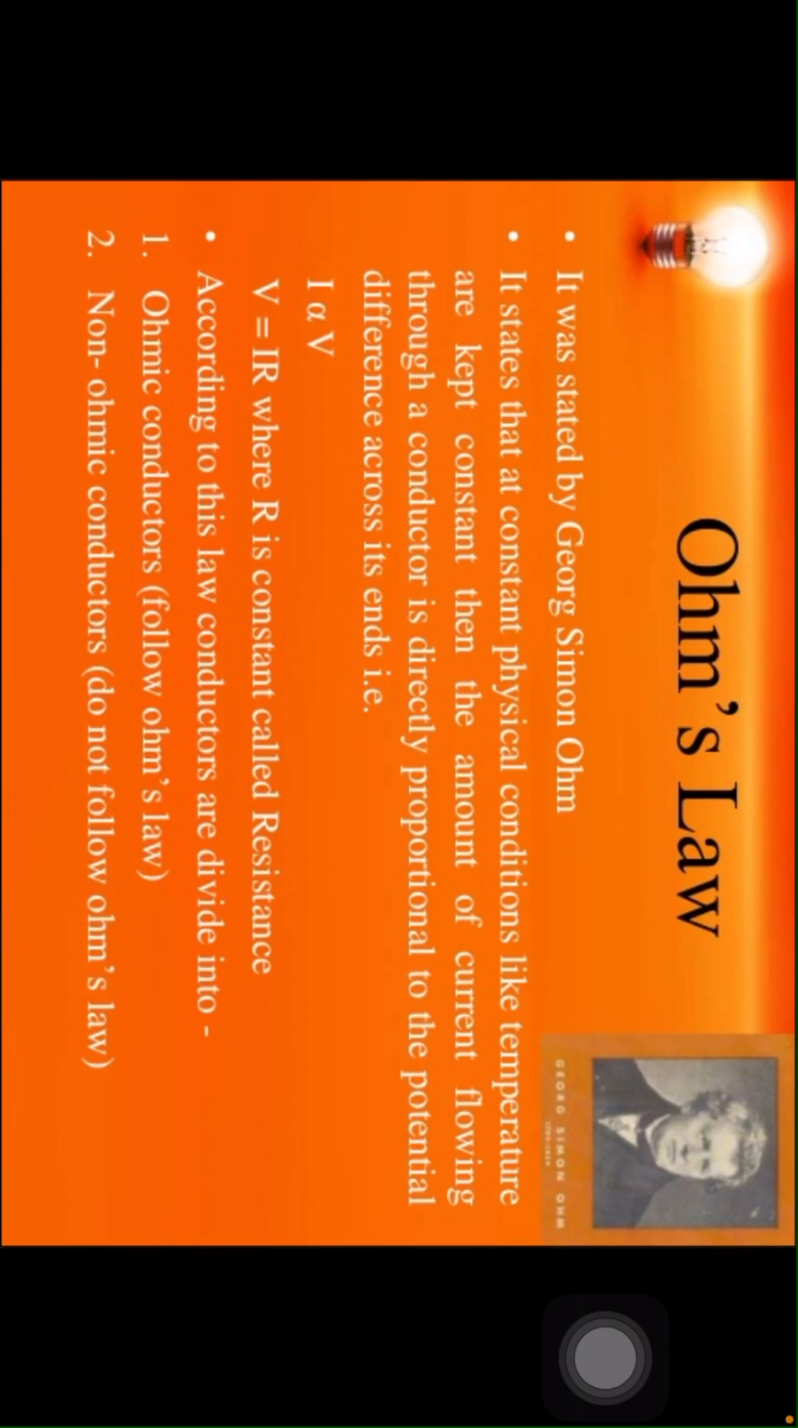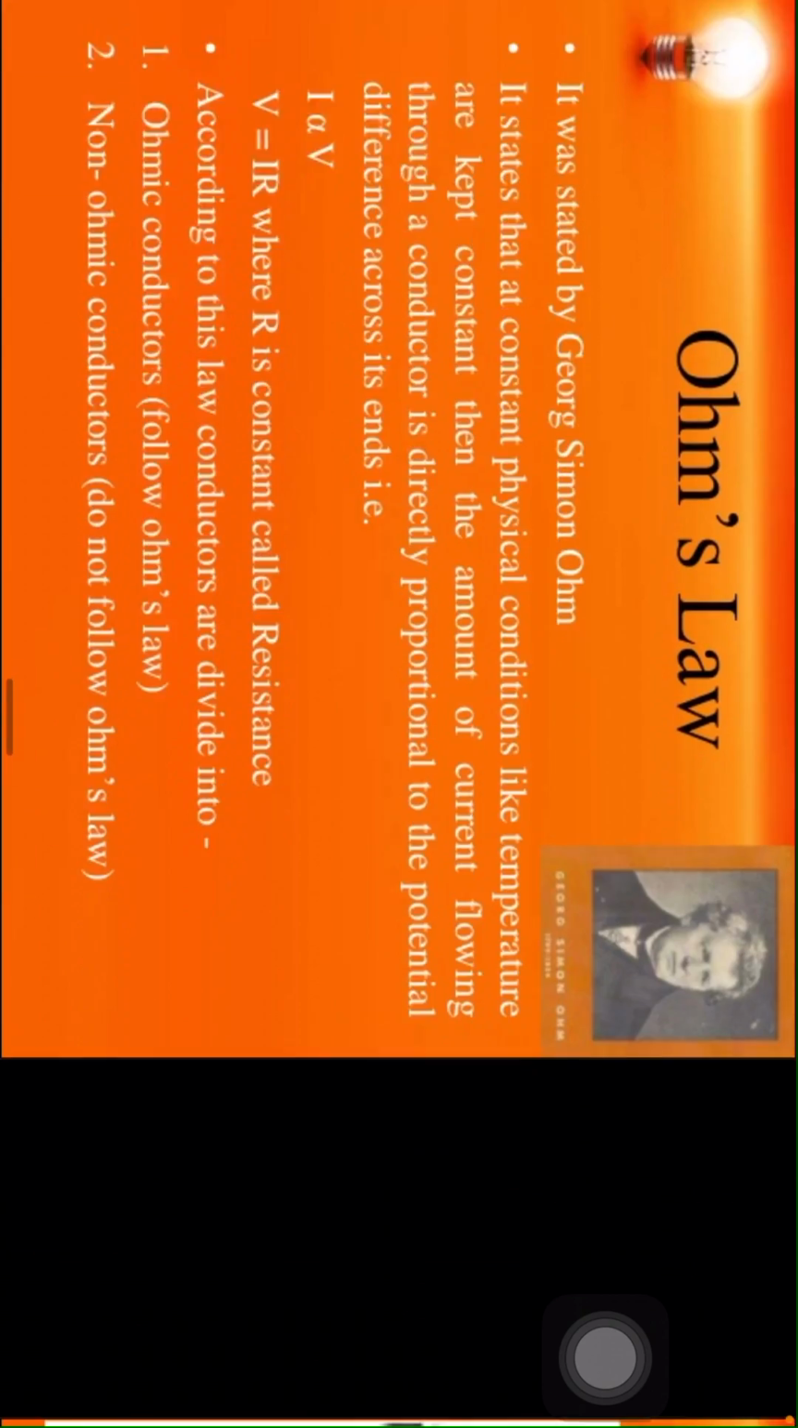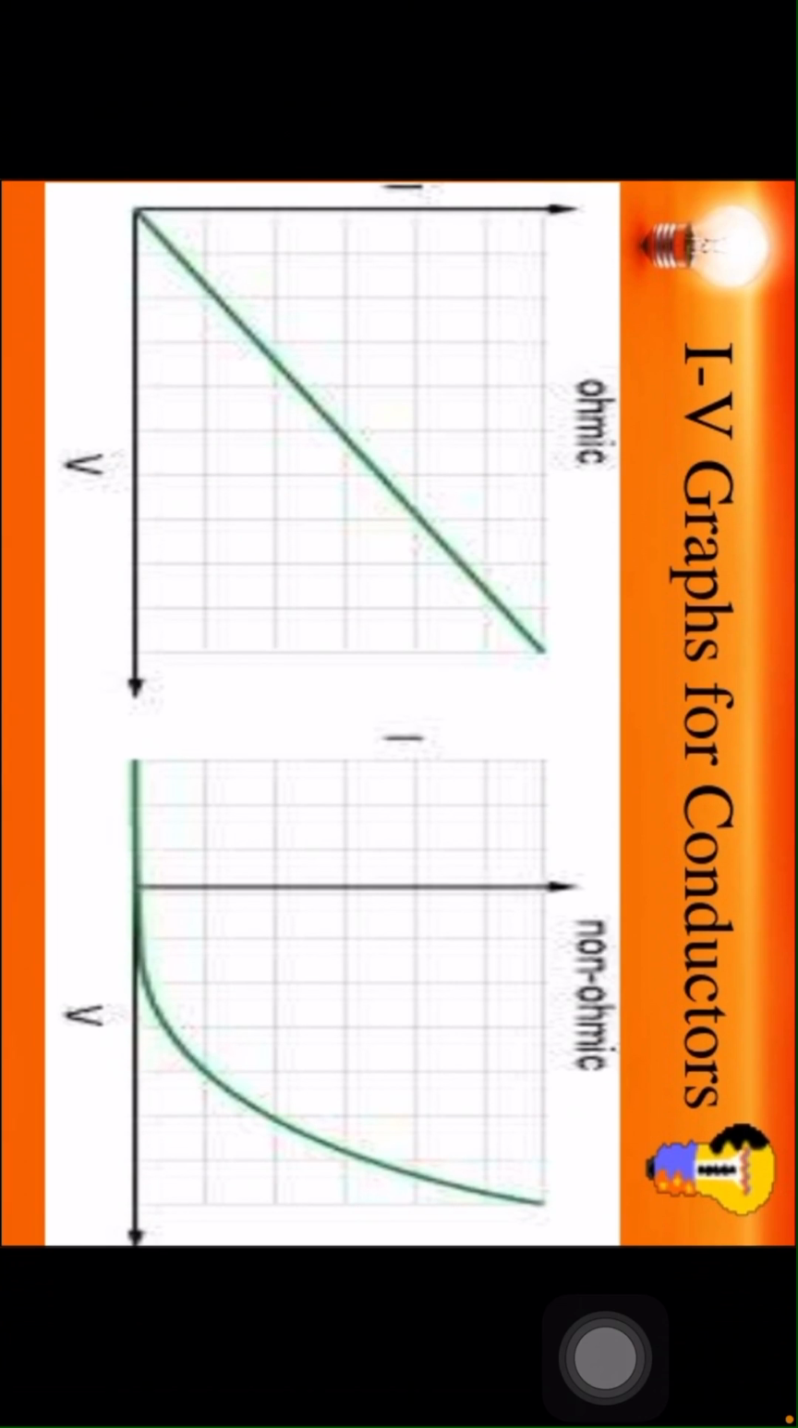According to this law, conductors are divided into two types. They are ohmic conductors, which follow Ohm's law, and non-ohmic conductors, which do not follow Ohm's law. Ohmic conductors are the conductors which obey Ohm's law, and non-ohmic conductors are the conductors which do not follow Ohm's law. So that is the I and V graphs for conductors, children. For an ohmic conductor, the graph line starts from the origin and is a straight line. But for a non-ohmic conductor, you observe here, it is a curved line.